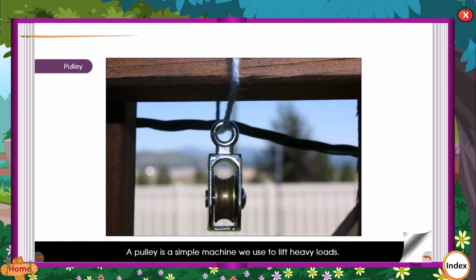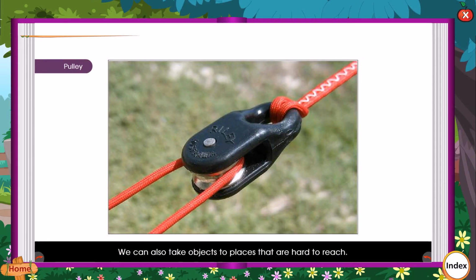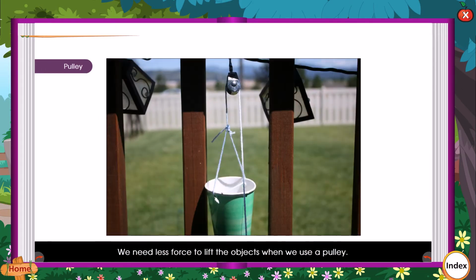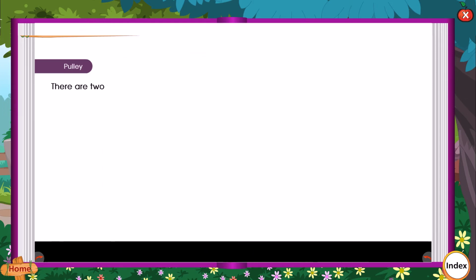Pulley. A pulley is a simple machine we use to lift heavy loads. We can also take objects to places that are hard to reach. We need less force to lift the object when we use a pulley. There are two types of pulleys: fixed pulleys, movable pulleys.